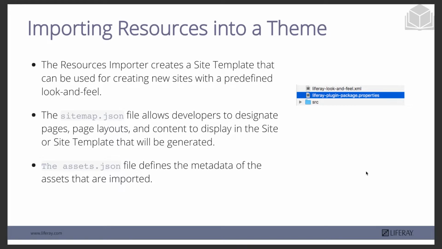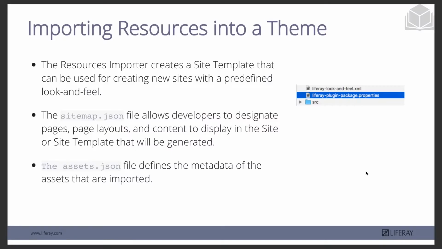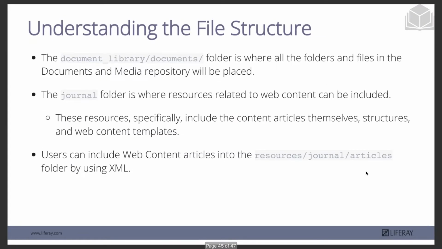And in the WEB-INF folder, there can be a resources-importer folder here. And in that folder, all of the resources will be in folders that reflect the API. So for example, if I want to have documents, so that could be maybe images for my content or something along those lines, I can have a document library folder. And in there, I can have documents, and then I can have the actual folders that I want to be deployed in my new site.